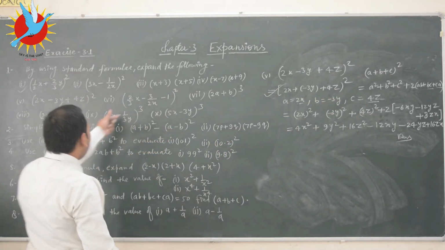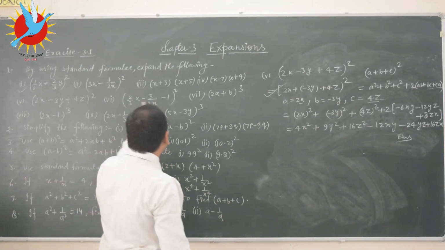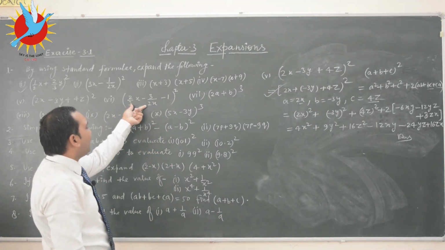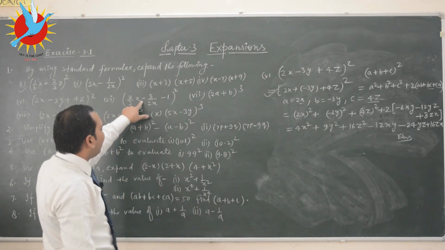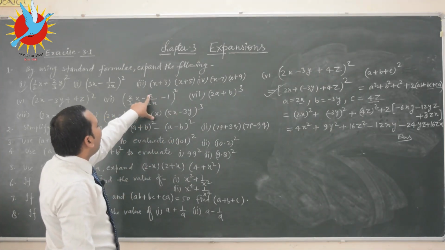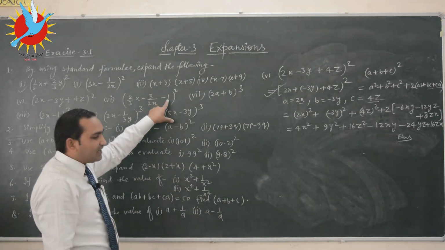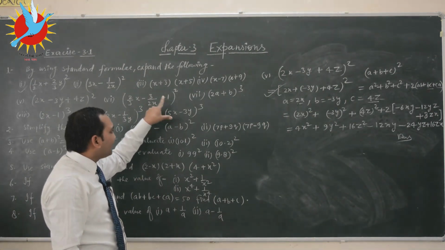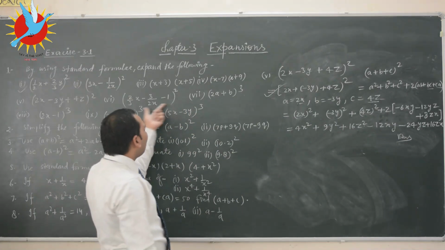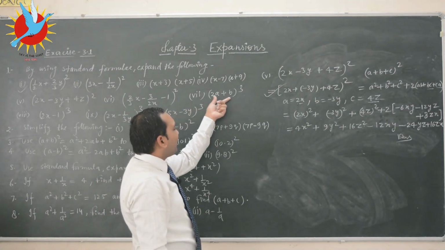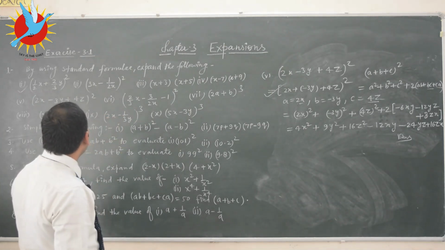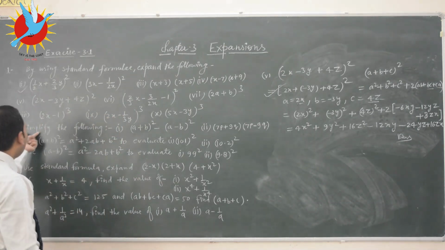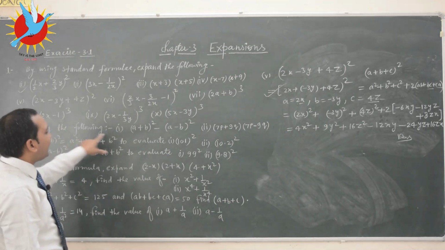Similarly, in all the questions, first we write in the form of (a plus b plus c) whole square, where the value of a is 2 by 3x, b is equal to minus 3 by 2x, and c is equal to minus 1. And similarly, this is also (a plus b) whole cube. So try to solve the remaining questions, and now the second question, simplify the following.